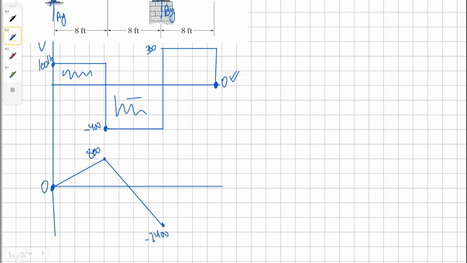And this is also our first order curve. And then we're going to go up 300 times 8. So 3 times 8 is 24. So we're going to go up 2400, which will bring us to 0. And this also tells us that our moment diagram is correct.